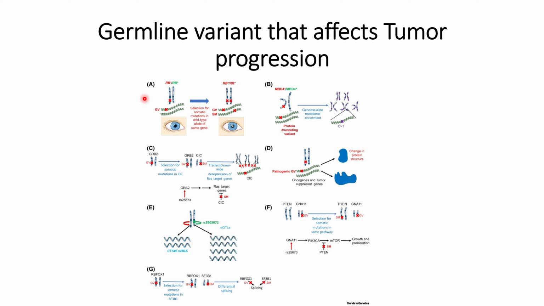As shown here, the mutation is only in one allele of the gene, and after some time, because of the germline variant, the mutation exists in the other allele of the gene also. Another kind of variant leads to the truncation of the protein. One example shown here is the gene MBD4. A mutation in this MBD4 gene will lead to mutation of other genes that are similar to this MBD4.